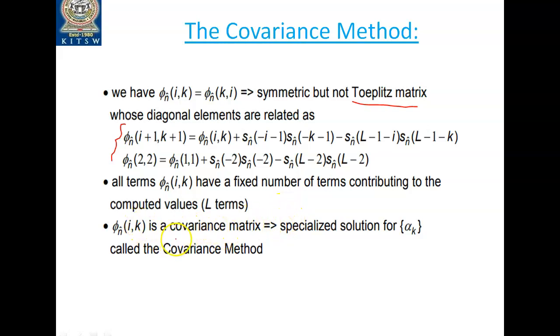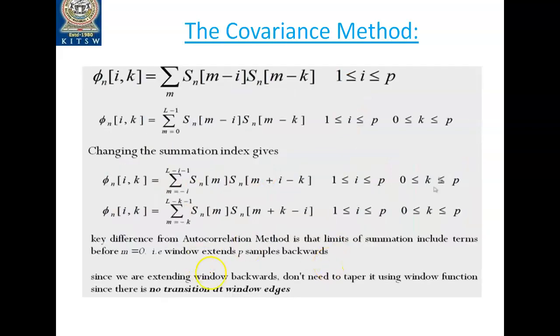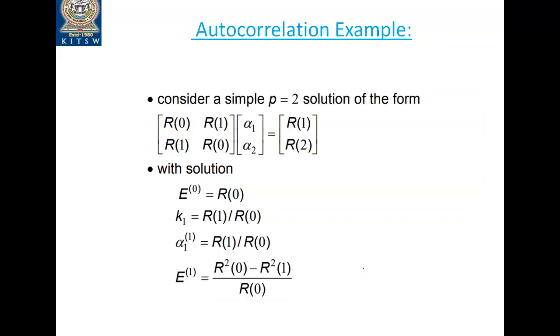Now for the covariance method, what is the solution? We are not going to consider the matrix inversion method. To compute the prediction coefficients, there is a special solution for alpha k called Cholesky decomposition, which we will see in the next video: Cholesky decomposition solution for the covariance method. When you represent it in matrix form, the same way we have already seen, there is no transition at the window edges. That is the greatest advantage when you compare this method with the autocorrelation method.